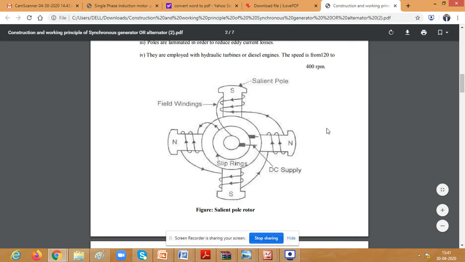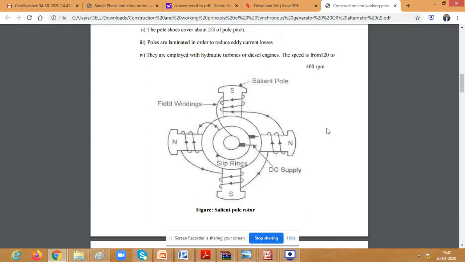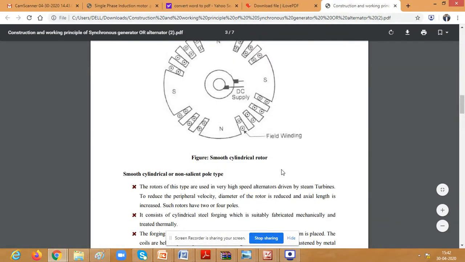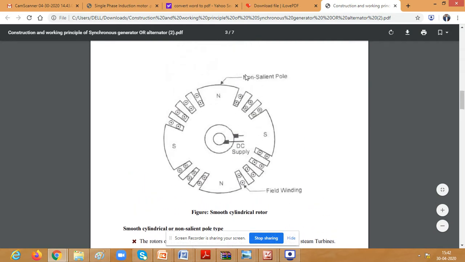So that is the salient pole rotor. You can see the other one is the smooth cylindrical rotor. Here we have the non-salient pole rotor, or you can say the smooth cylindrical rotor. And you see these are the poles here. Is it okay? And these are the field winding. We are putting the field winding here.